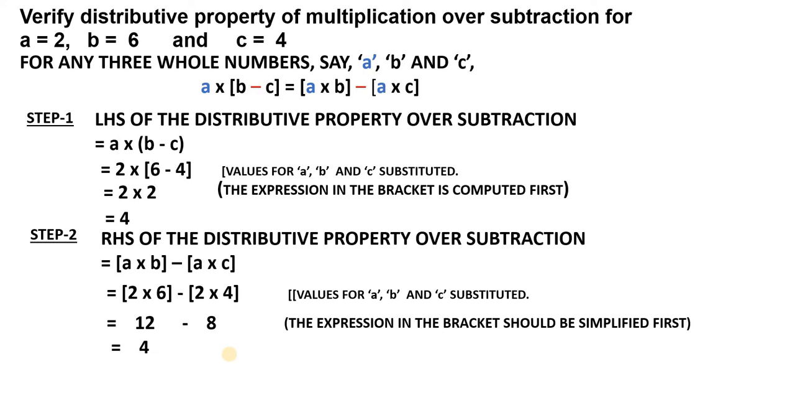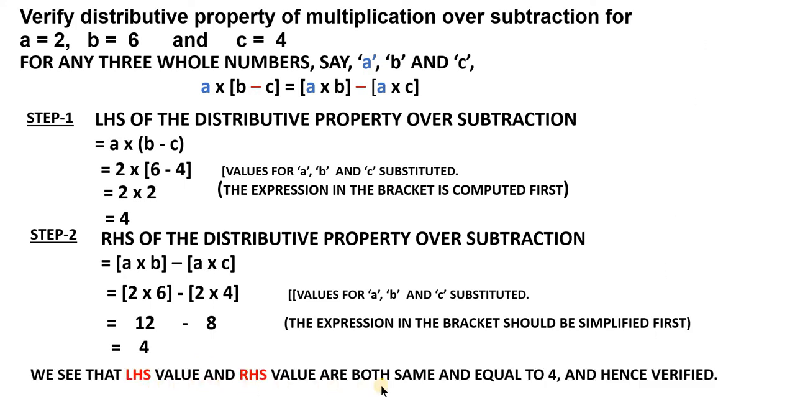So this is both ways. In step 1, the left hand side expression's value and the value of the right hand side both come out to be 4, equal. So we have verified that the LHS value and RHS value are both the same and equal to 4, and hence it is verified. This is the way we verify a distributive property for any given set of three numbers wherever subtraction is defined. Again, understand that subtraction is not defined for all whole numbers, so you must keep it in mind while doing the sums.